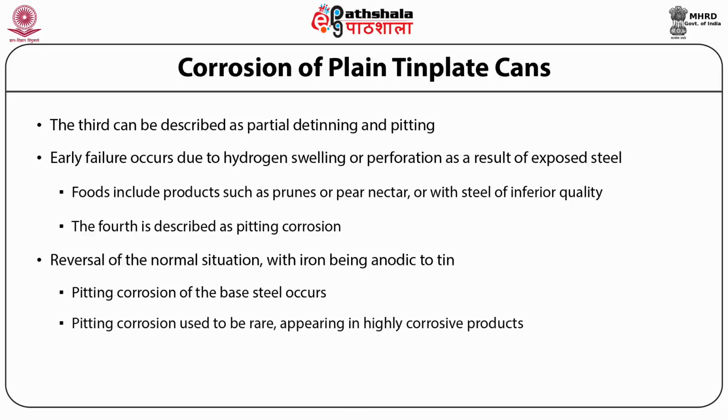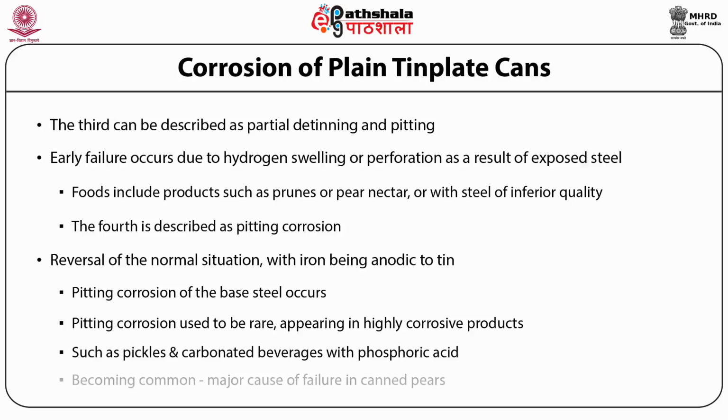Pitting corrosion used to be rare, appearing in highly corrosive products such as pickles and carbonated beverages formulated with phosphoric acid. However, it is becoming more common and it is the major cause of failure in canned pears and pear products, which are highly acidic in nature.